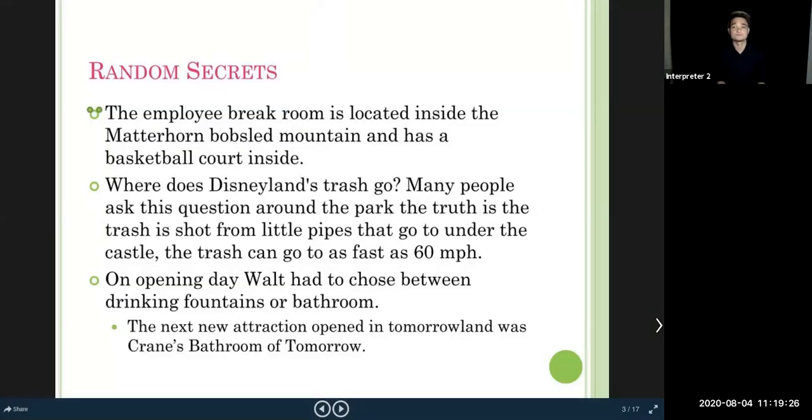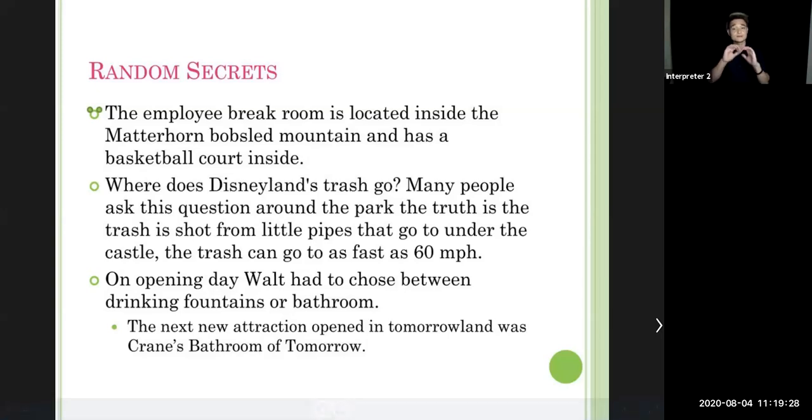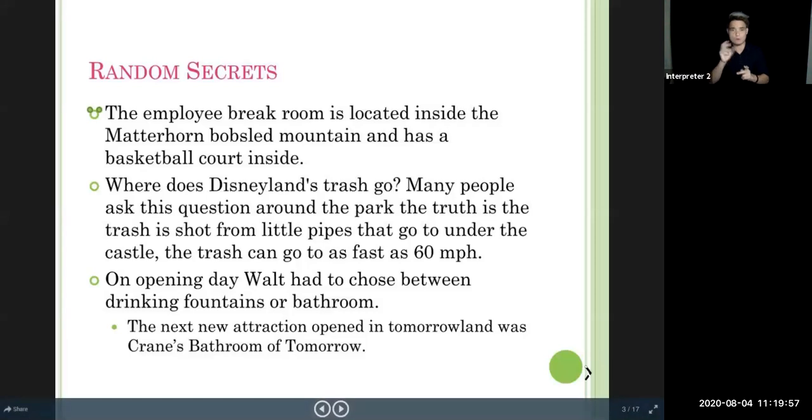Hi, class. Welcome to today's lecture about my favorite topic, Disneyland. So, from this slide, really, the point that I want to emphasize is the third one. On opening day, Walt Disney had to choose between having drinking fountains or bathrooms. He opened Disneyland way too soon, so he had to make a decision either to have water available for their guests or a place to go potty, which I think is really funny.